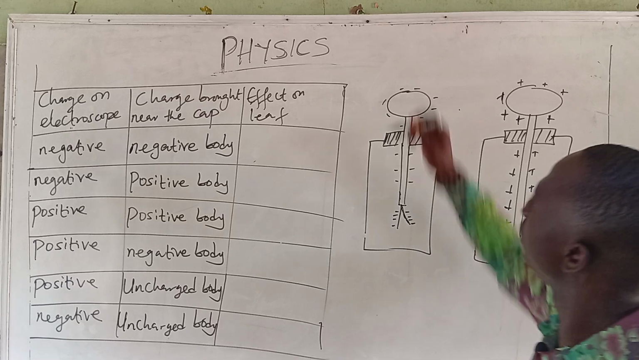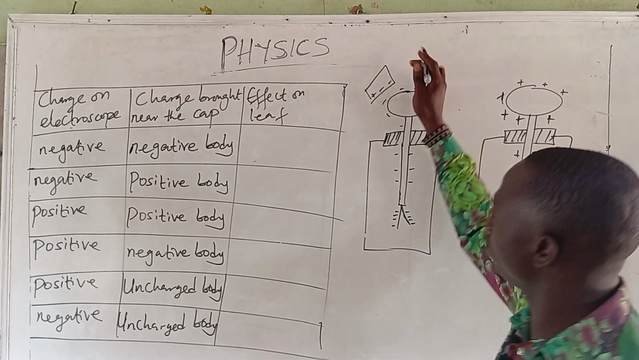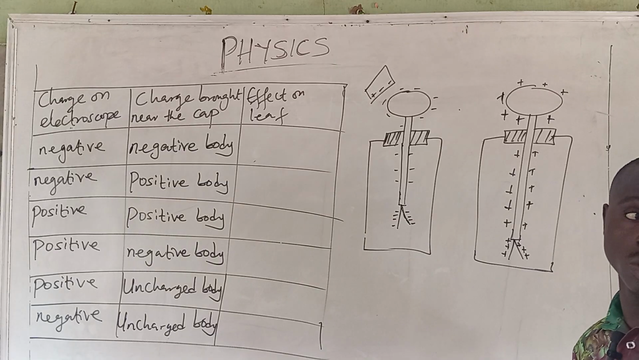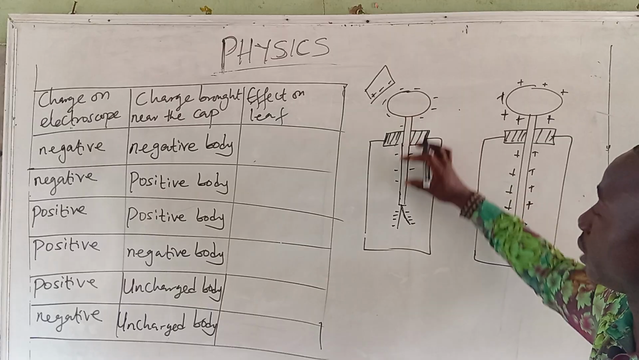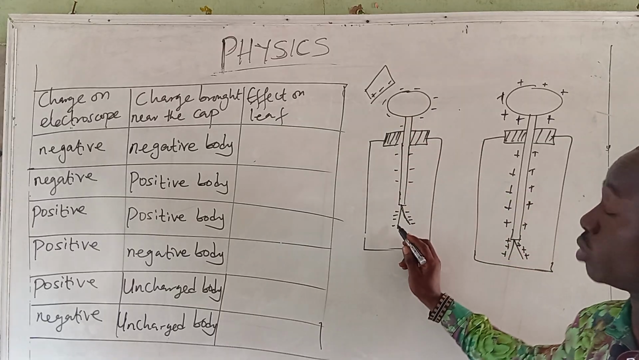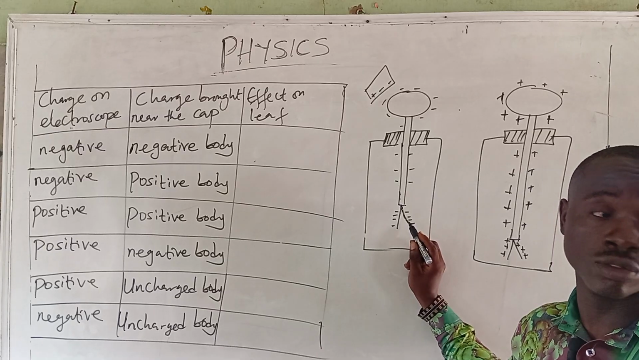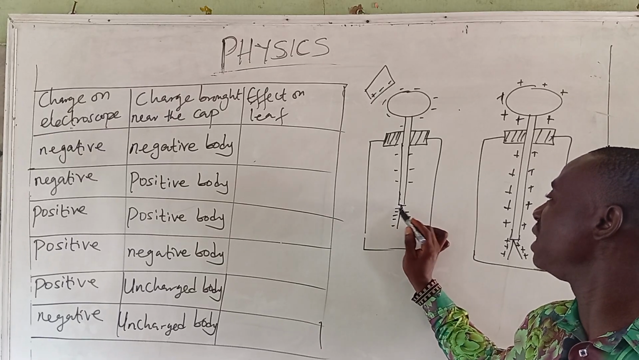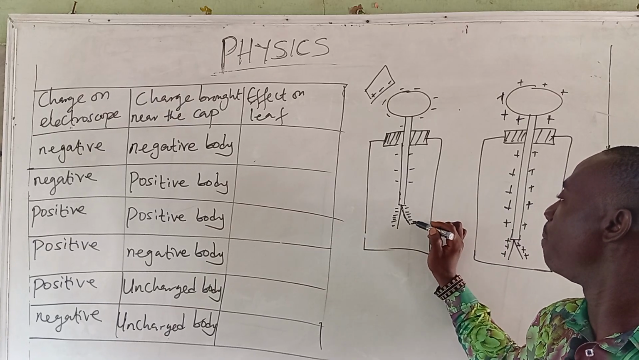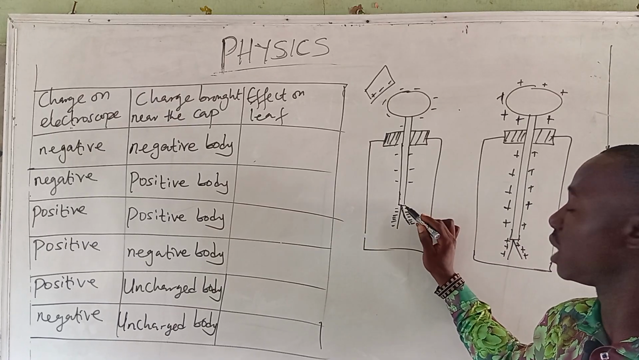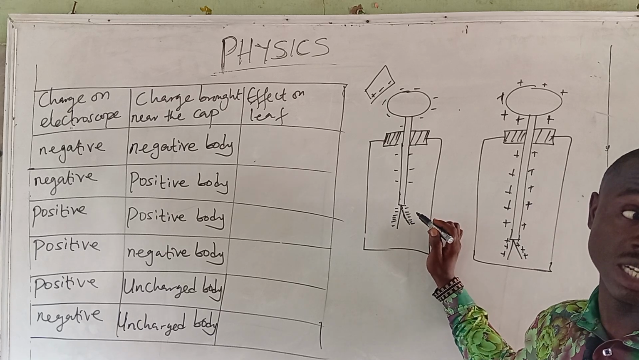So as you now bring a negative charge close to the gold leaf, the electrons on the metal cap will be pushed down the rod, down to the what? To the metal plate and to the gold leaf. So meaning we are going to have many more negative charges, both on the metal plate and the what? And the gold leaf itself. The gold leaf is what we refer to as the leaf.